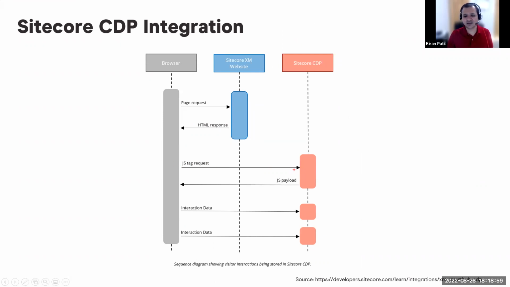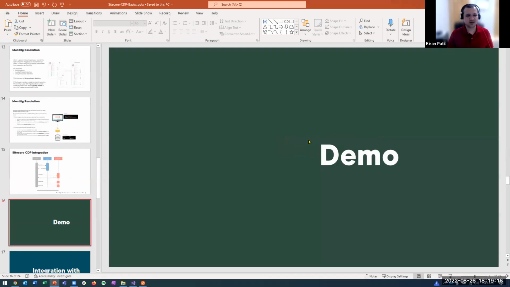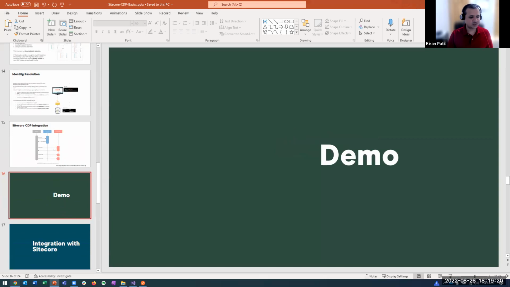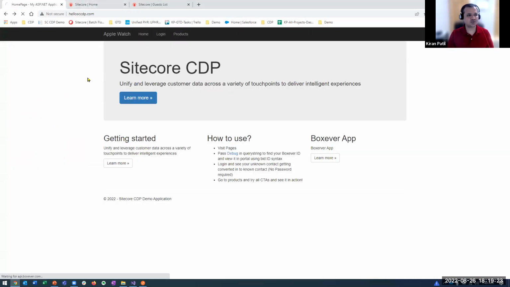And then once the JS tag request happens, it will reach out to Sitecore CDP system, and then you'll have the interaction data being streamed and ingested to the Sitecore CDP system. And we'll see the demo. So if you don't understand the diagram, that's fine. We'll see a demo, so you'll understand it better. So yeah, with that said, let's just move to the demo. And that should answer a lot of questions you might have.